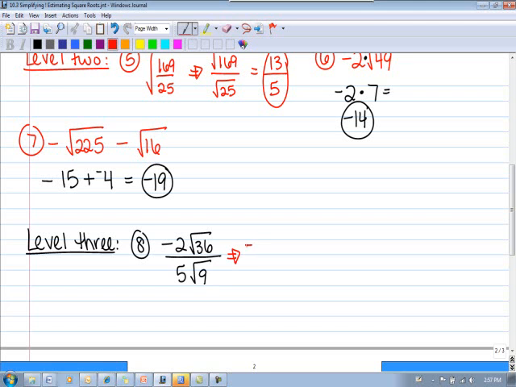So negative 2 times the square root of 36, which is 6, divided by 5 times the square root of 9, which is 3. So 5 times 3. In the numerator, we have negative 2 times 6, which is negative 12. In the denominator, we have 5 times 3, which is 15. And negative 12 over 15 simplifies to negative 4 over 5.